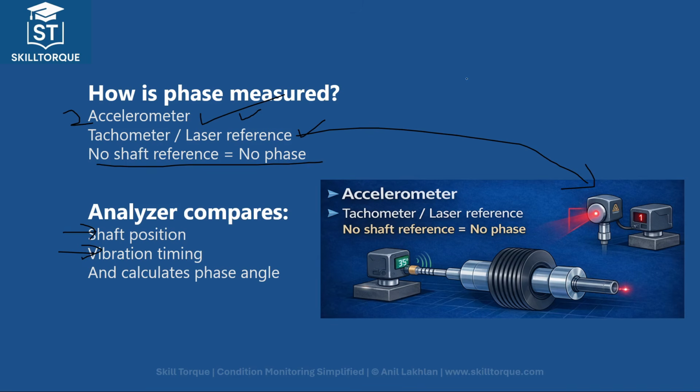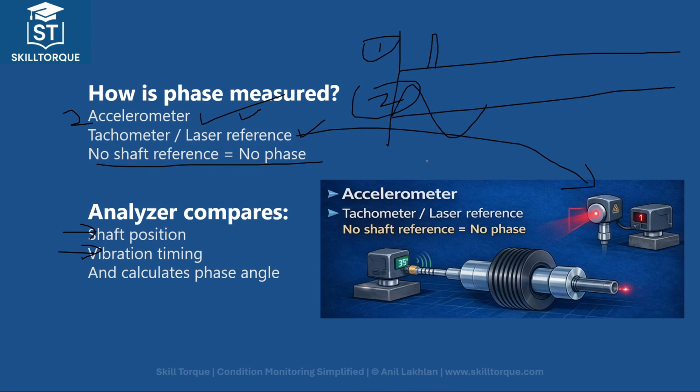Now, the vibration analyzer that you will be using, which can be of any brand that you like, will measure the shaft position with the help of the tachometer, and also measure the vibration signal timing with the help of the accelerometer. By having these two signals, it will calculate the phase angles, okay? So this is how any device uses two references to calculate the phase angles, or you can say the phase differences, right?